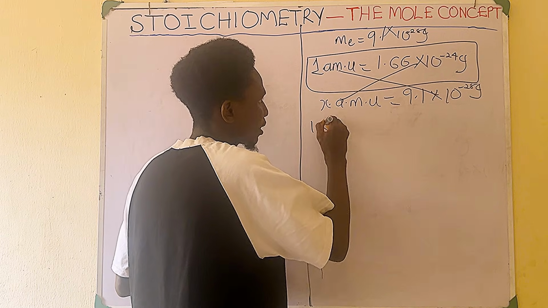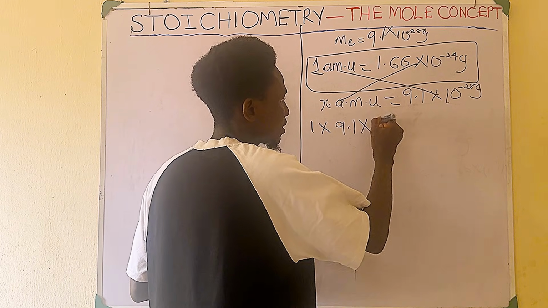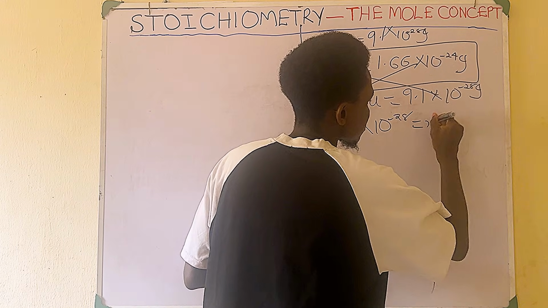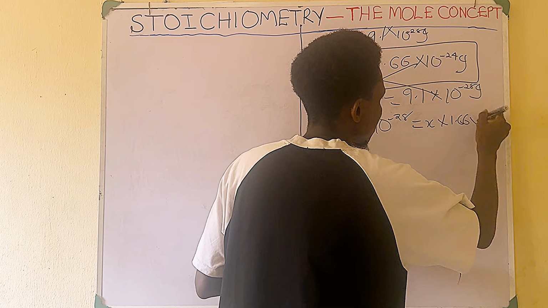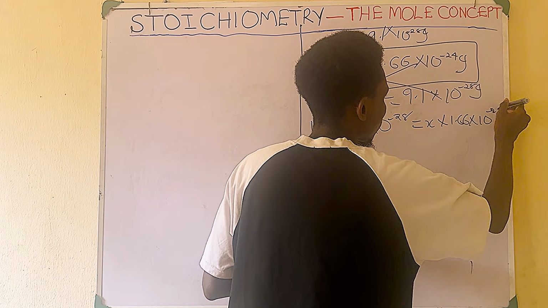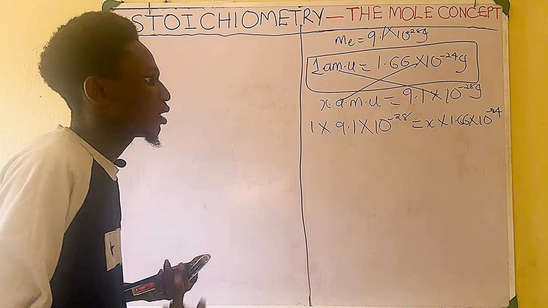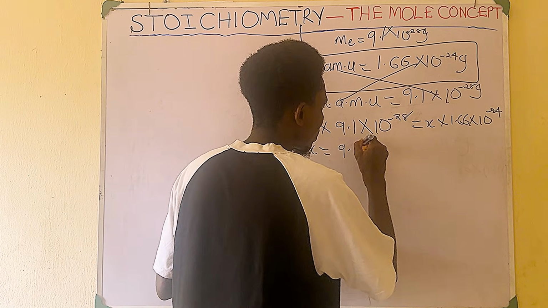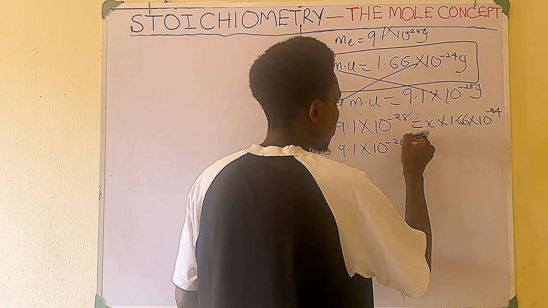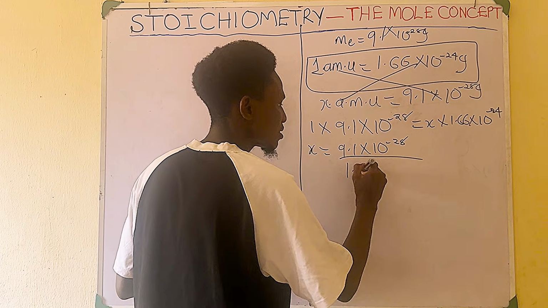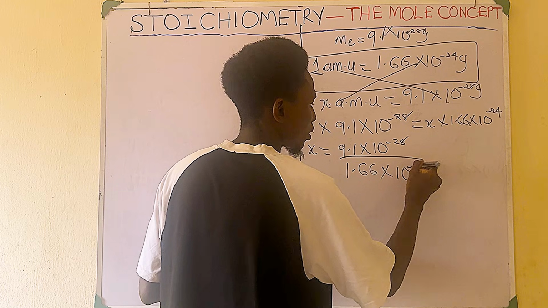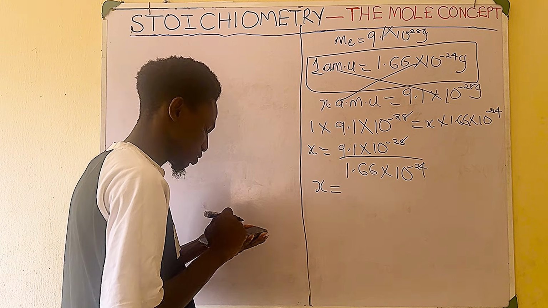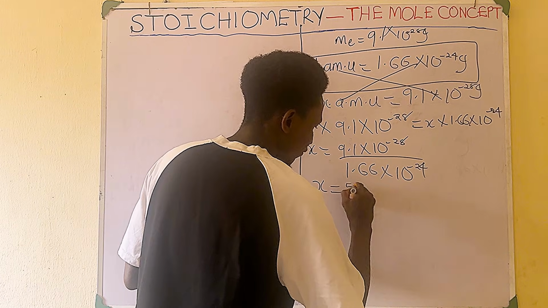So I'm going to have 1 times 9.1 times 10 raised to the power minus 28 equal to x times 1.66 times 10 raised to the power minus 24. So from there now, I'll look for x. How do I get x? I'm going to say x equals 9.1 times 10 raised to the power minus 28 divided by 1.66 times 10 raised to the power minus 24. Now, 9.1 divided by 1.66 gives you 5.5.